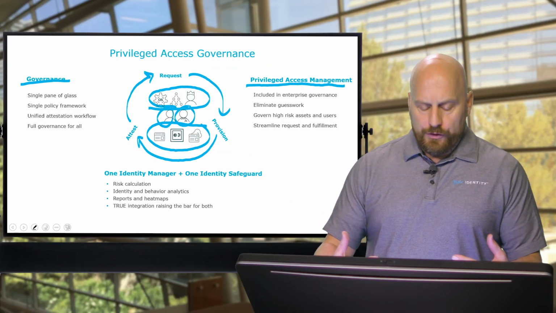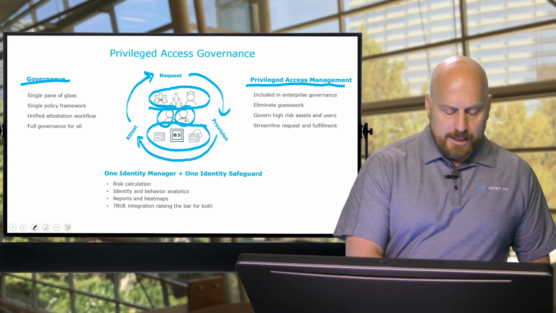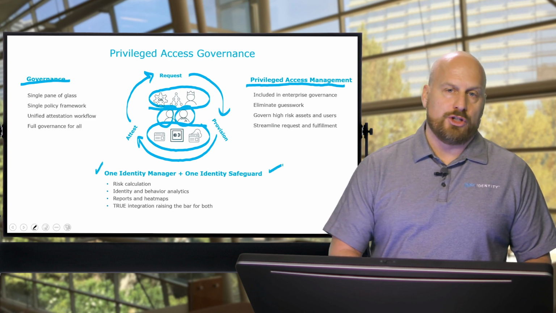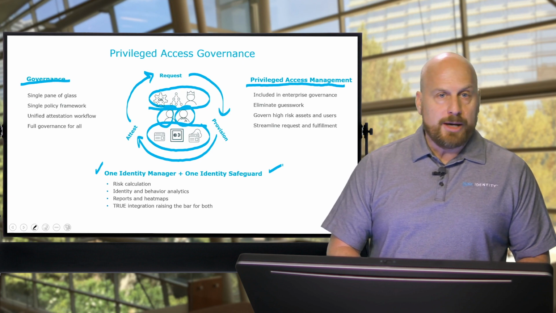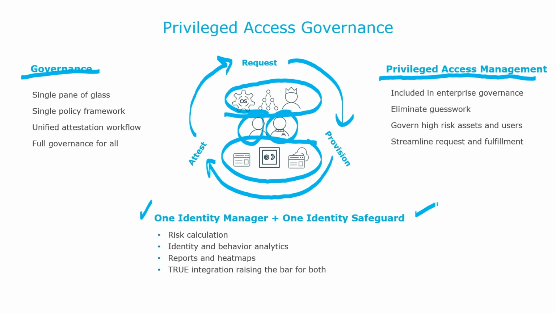So you can unify these solutions with One Identity Manager and Safeguard. That's our provisioning and governance solution, and our password vaulting and session audit solution. You get both. You get the ability to do a single pane of glass across everything, a single policy framework across both privileged users and regular users, a single unified attestation workflow. People don't have to work differently because they're doing an attestation on a privileged user than they do on a regular user. And you get full governance across the entire enterprise.